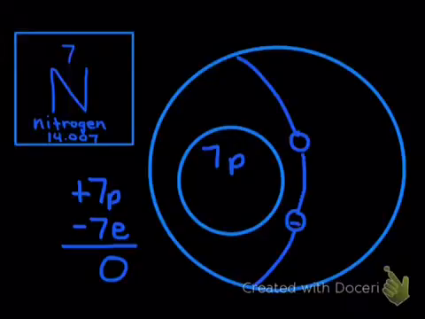in those levels. And then to find the number of electrons, since protons are positive and electrons are negative, they have to cancel each other out. So since there are 7 protons, there have to be 7 electrons to cancel them out.